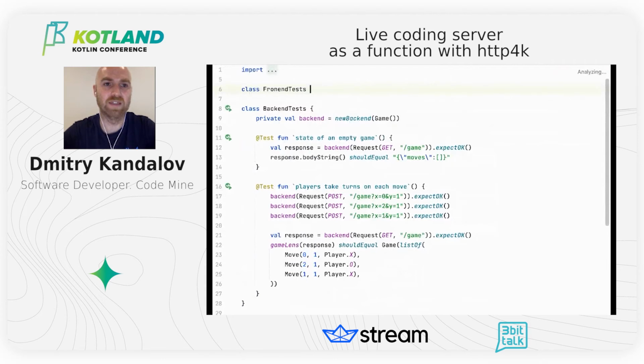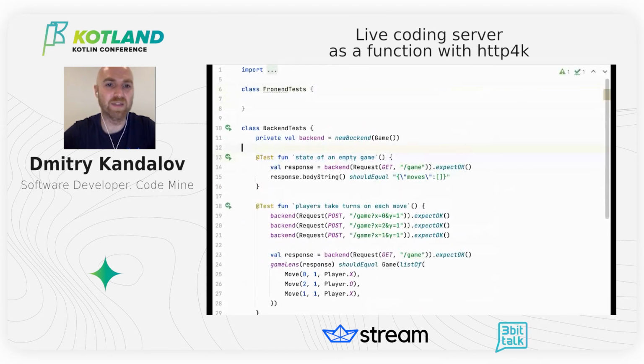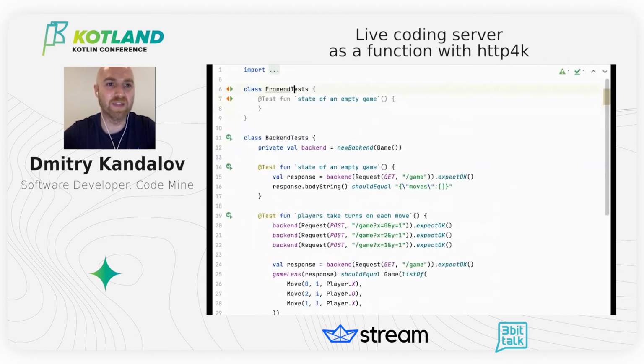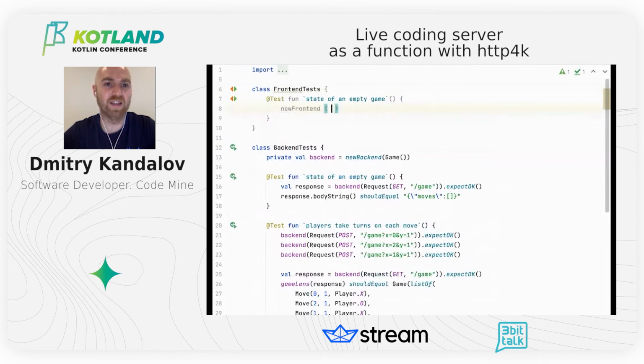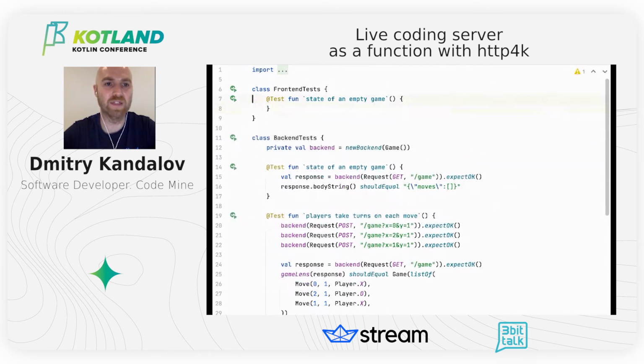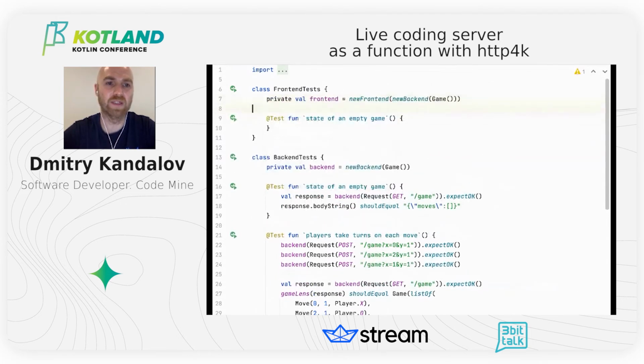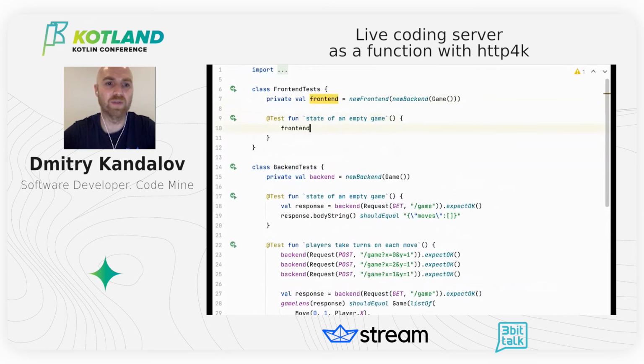Write front-end test. It will be a similar test, which will be a state of an empty game. And because front-end, again, is just a function, we don't need any dependency injection frameworks. We can just create a couple of functions, and that will be it. Front-end, private, and to call the front-end, once again, we can just do a GET request to / and then we expect it to be okay.